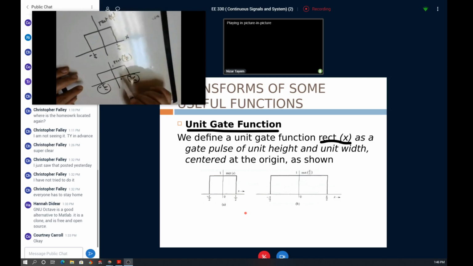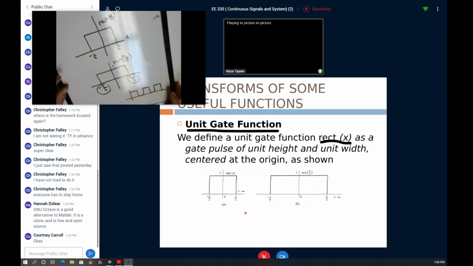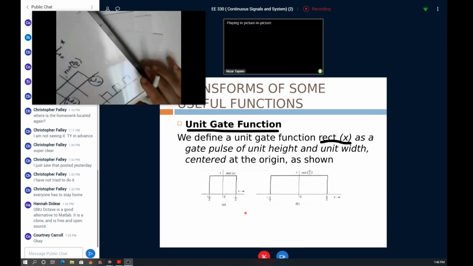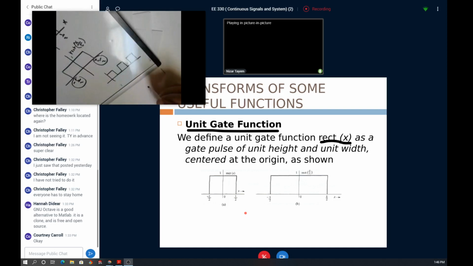So why are we interested in that? Because if we look at the digital signal, the binary data stream is going to be represented as a rect function, right? So we sometimes need to find the Fourier transform, so that we can identify the bandwidth required to send a certain signal, okay?